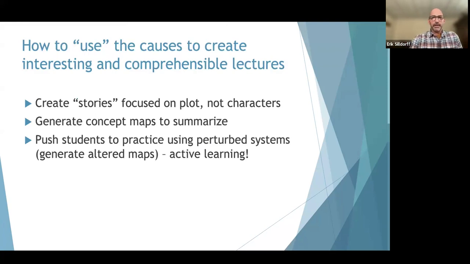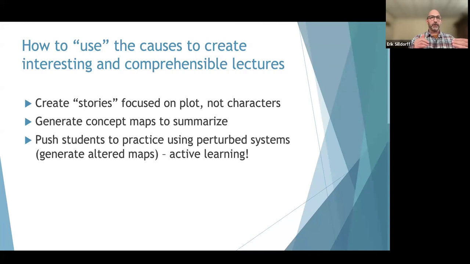So how do we use those causes to create these lectures and discussions with your students that are both interesting and comprehensible? This is where the light bulbs went off for me in the evolution of my teaching, because when I went in this direction much more dramatically, lecturing became far more fun and more effective. I don't know which is better for me. Yes, I want to be more effective, but it's so much more fun when what you're teaching is a story based in logic, right?